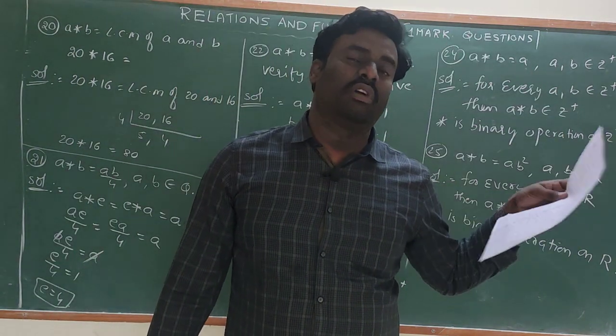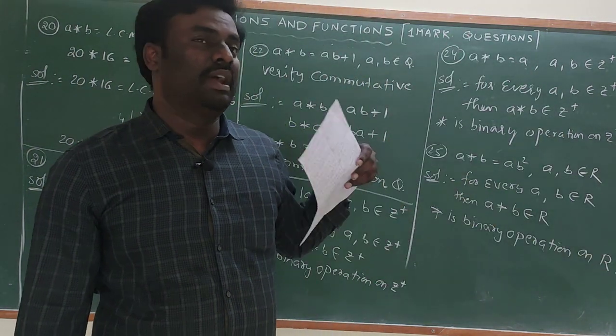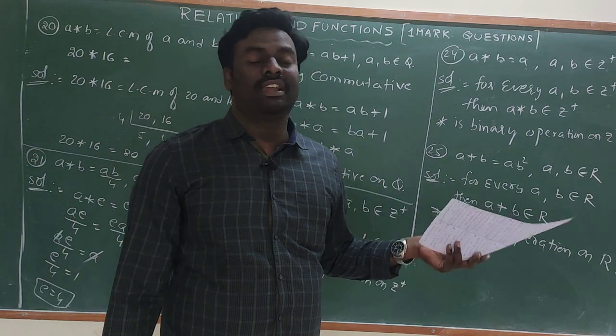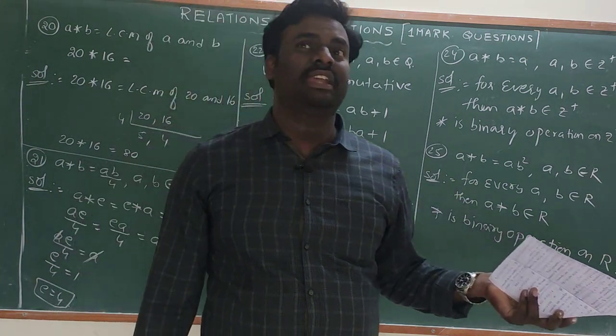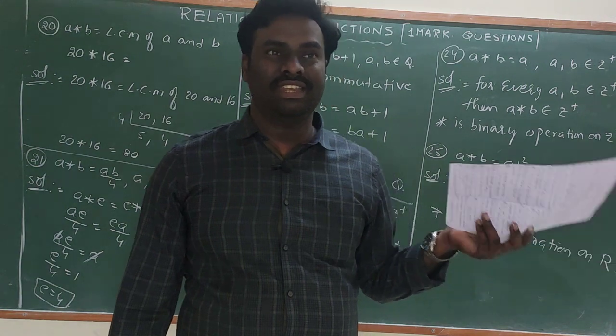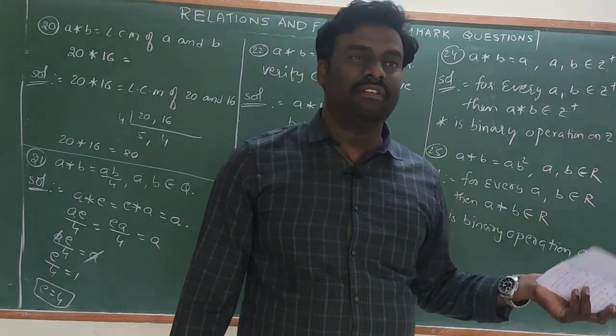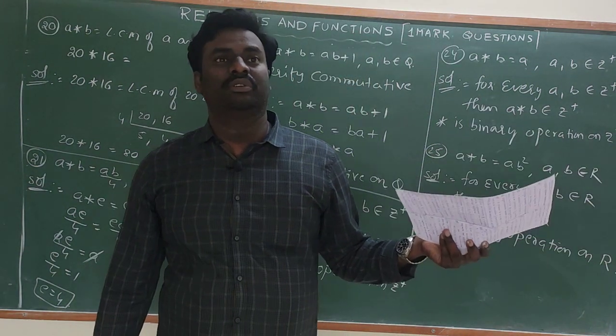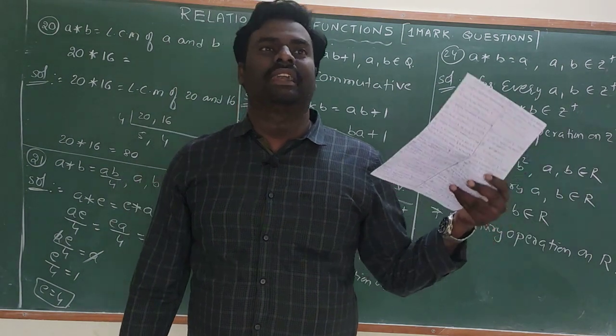So students, these are the maximum questions we covered for 1 mark in this chapter, relations and functions. One more question if you want to add, you add that question, that is equivalence relation. What is equivalence relation? A relation R on a set capital A is equivalence if it is reflexive, symmetric and transitive.